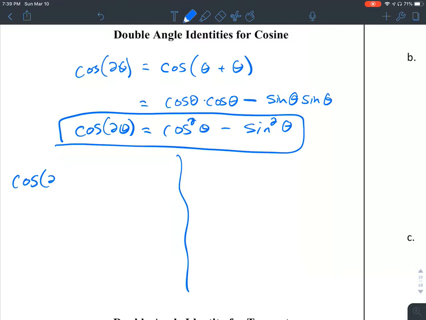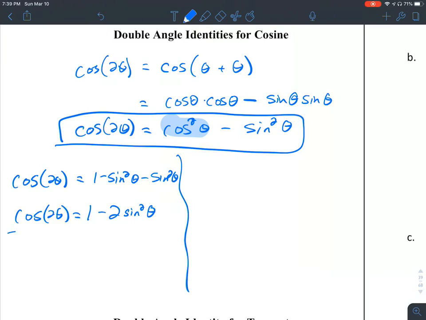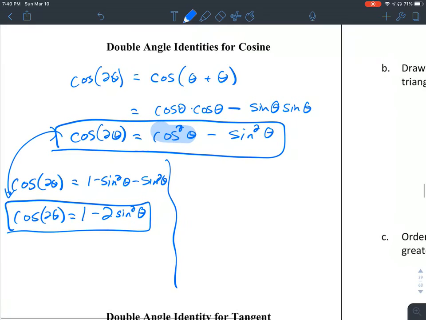For example, if we replace cosine squared of theta with a Pythagorean identity, that would get replaced with 1 minus sine squared of theta. Or it could be replaced, it doesn't have to be. So then that reduces to 1 minus 2 sine squared of theta. That is also equal to cosine of 2 theta. So these two identities are derived from each other. So you could think of it as two different identities, or you could just think of it as one.